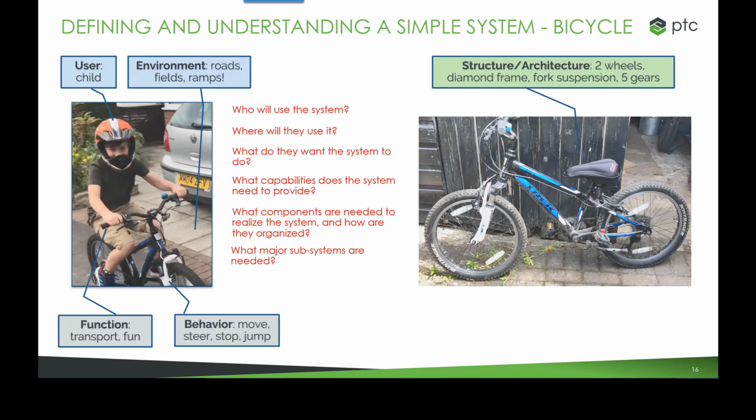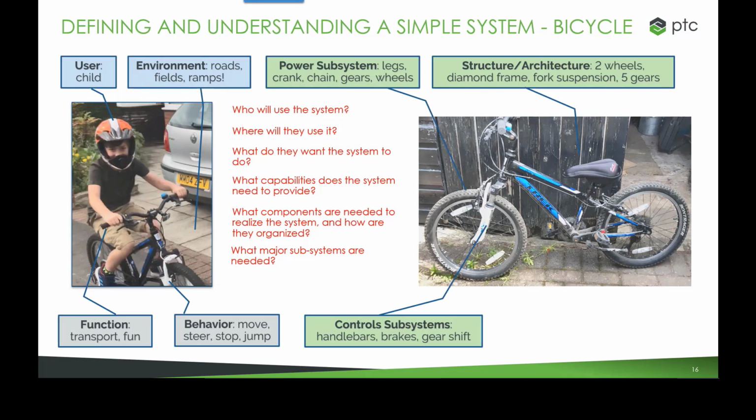Next question is, what major subsystems are needed? So this is not very complex, but even with a simple bike, we can start to think, actually, there are subsystems here. There's a power subsystem, and it involves the legs from the user, the crank, the chain, the gears, and the wheels. All of those transmit the power to the bike, to the road. And that satisfies the behavior requirement that we have. So that enables the user to move the bike.